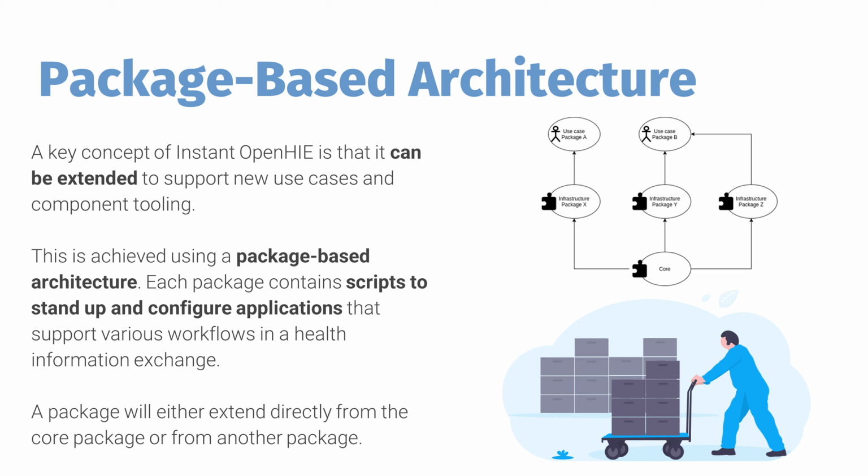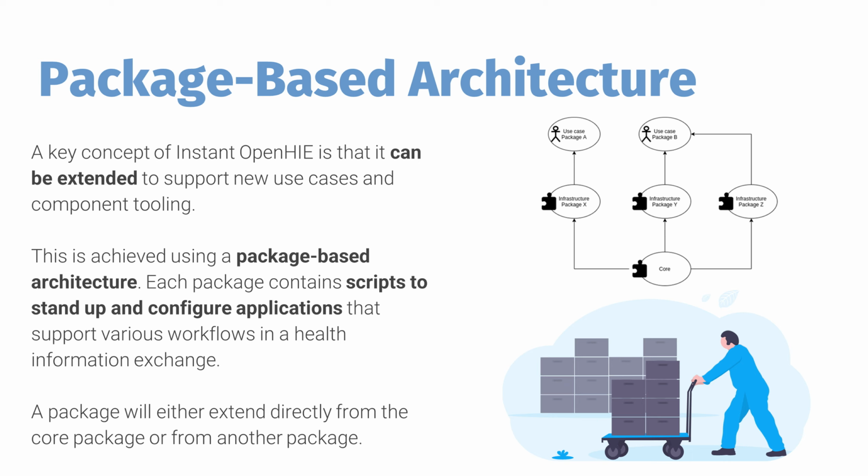One of the key concepts of Instant OpenHIE is that it can be extended to support new use cases and component tooling. To make it easier for developers to add new functionality, Instant OpenHIE uses a package-based architecture that provides a common way to group all the code and scripts needed to set up and configure a particular software application or set of services supporting a new information exchange use case. By bundling these into reusable packages, the user is able to easily pick and choose the set of packages they need when setting up their health information exchange.